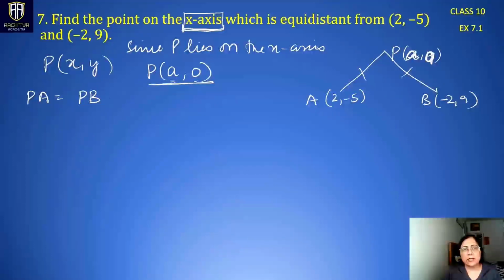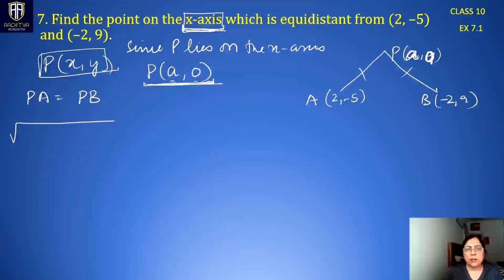All the points on the x-axis have their y coordinate 0. All the points on the y-axis have their x coordinate 0. Let P be x comma y, which becomes a comma 0 due to this special property. So now you can remove this and P gets modified as a comma 0. I am using this P in the formula.